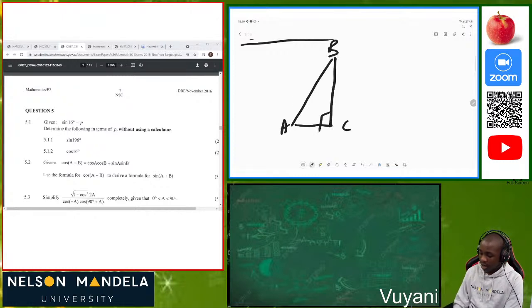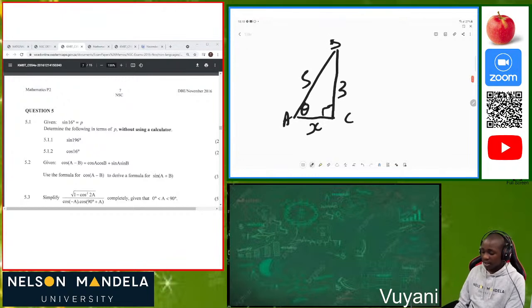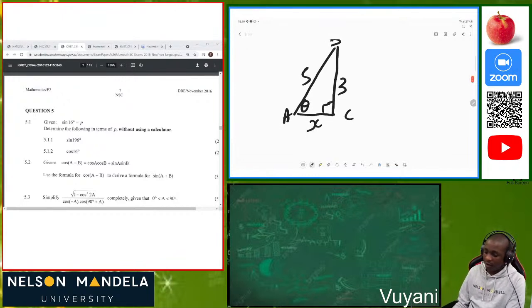Better. Now we are given a right angle triangle like this. Then we are having theta here. We are also having 3. We are having x. We are having 5 here. Then for instance, they will say calculate the value of x.